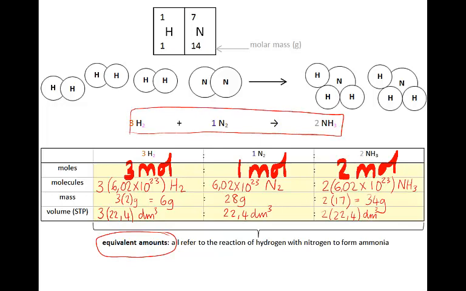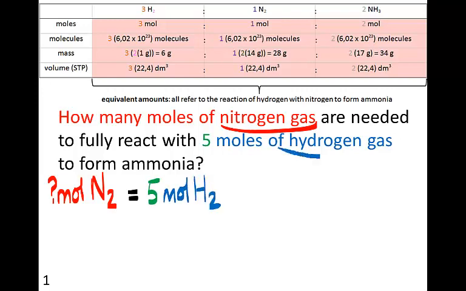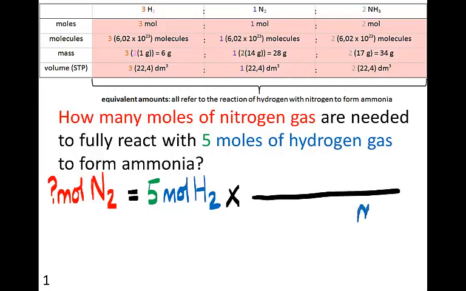So for this particular reaction, any pair of these can form a conversion factor, because for this reaction they are equivalent. How many moles of nitrogen gas? Immediately when we see nitrogen gas, we know we're speaking N2, not N, are needed to fully react with 5 moles of hydrogen gas. Again, hydrogen gas, H2, to form ammonia. So that tells us we can use these equivalent values which we've previously worked out. So why don't you pause the movie while you determine what conversion factor is going to be useful in this case. We need moles of hydrogen at the bottom to cancel mole hydrogen out.